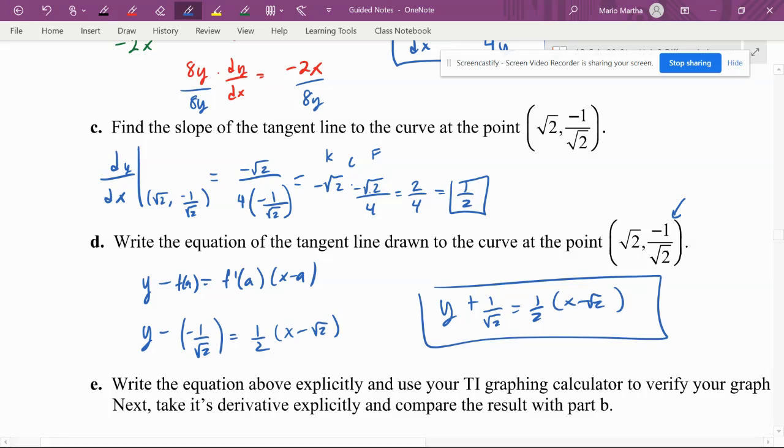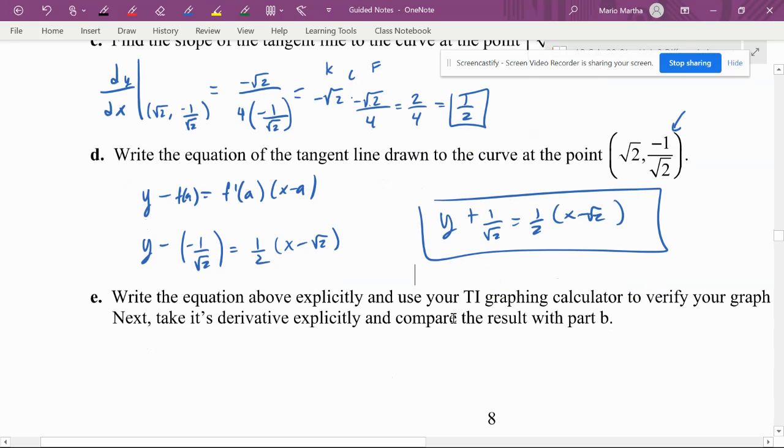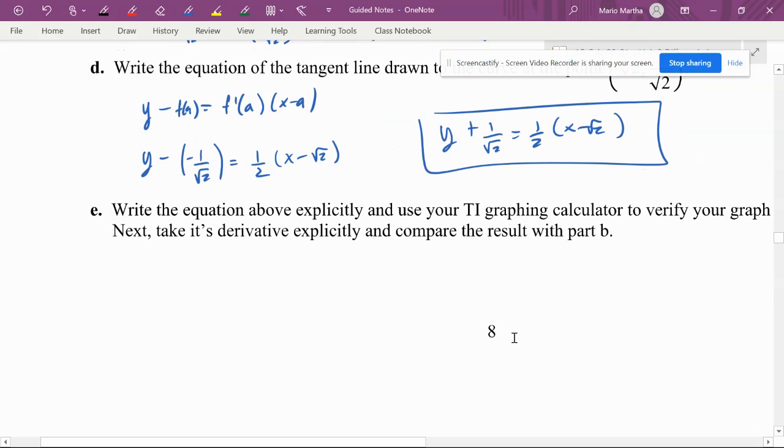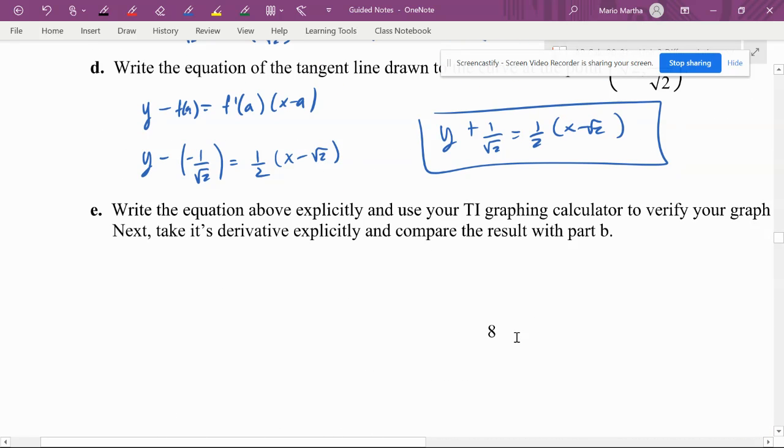All right. Now let's look at the last part of the problem, E. Write the equation above explicitly and use the TI graphing calculator, or in this case, Desmos, right? And then take the derivative explicitly and compare the results with part B. So let's do that right there. So we're going to solve for x. That's pretty much when it says write this explicitly, right? So solve for x. That will be your first step to write this explicitly. I'm sorry, solve for y. It's not solve for x, solve for y.